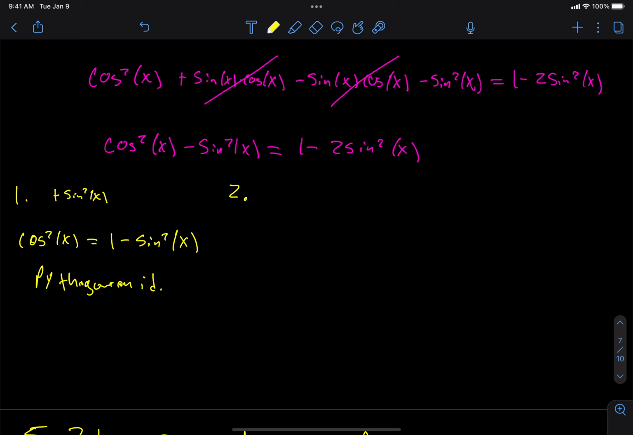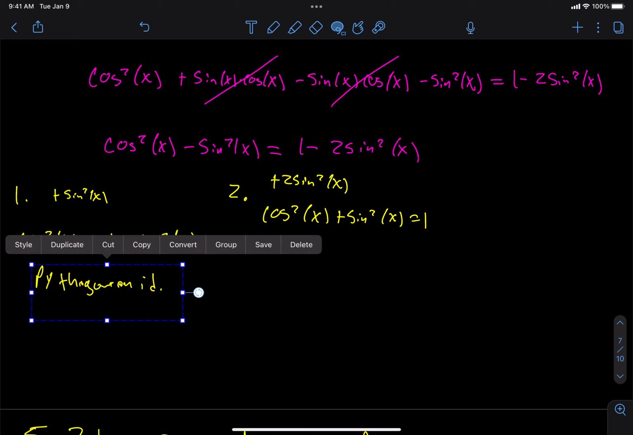Okay, so that was the visualization of moving this to this side. The second way would be the visualization of moving this to this side. If I do that, then I would get cosine squared of x. So if I add 2 sine squared of x to both sides, then what could I do? I could have cosine squared x plus sine squared x is equal to 1. This is a Pythagorean identity, again.